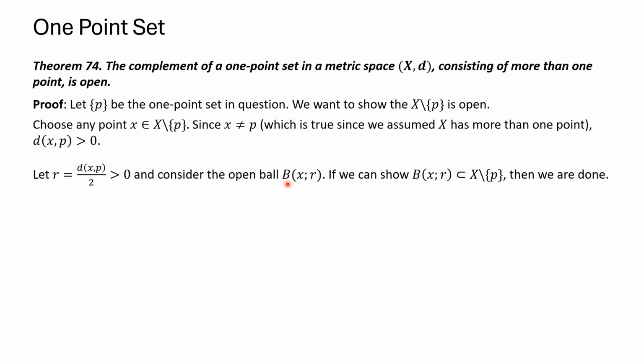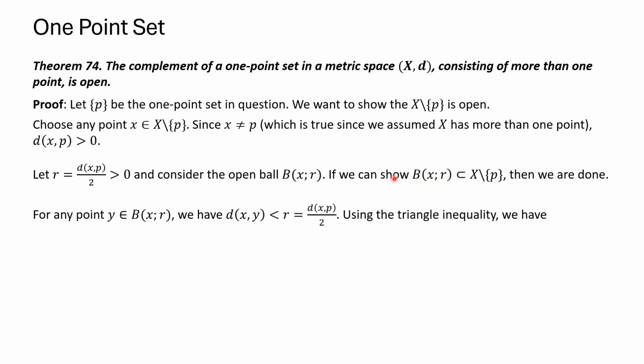If we can show that this open ball is a subset of the complement of P, then we're done. We're basically showing that x is an interior point of the complement, and since x is any point in the complement of P, that would imply that all the points in the complement of P are interior points, which means that the complement of P is open. So let's prove that. We take any point y in here, and we want to show that it's in the complement of P. We first note that the distance from x to y is less than r.